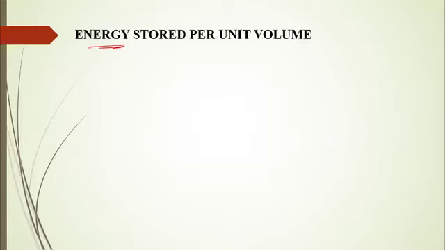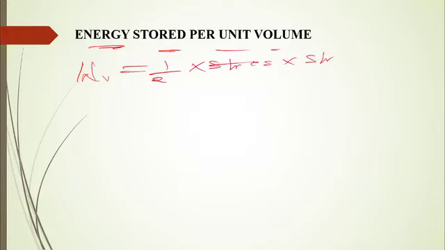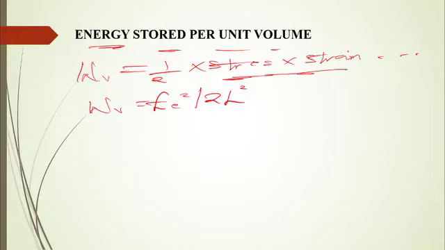Alright, so let's talk now about the energy stored per unit volume. Energy stored per unit volume is given by W_V equal to half times stress times strain. So please do take note of these equations and use them effectively. You know what this implies? This implies that the energy stored per unit volume is given as Young modulus times extension squared divided by 2 times the original length squared.